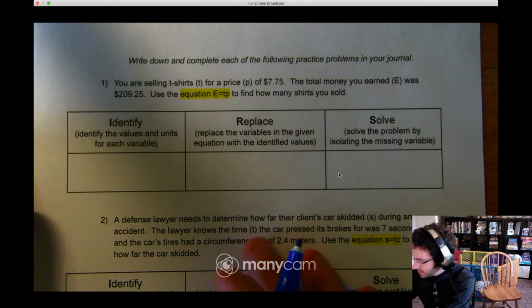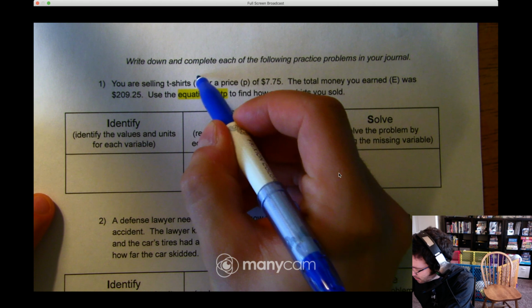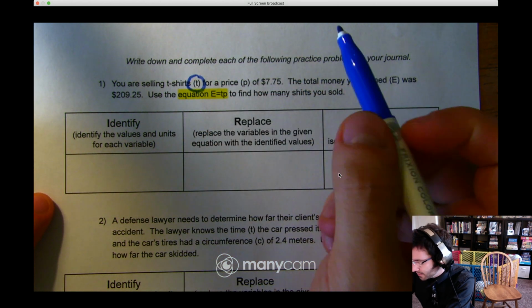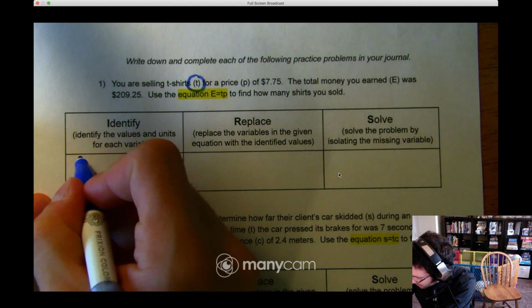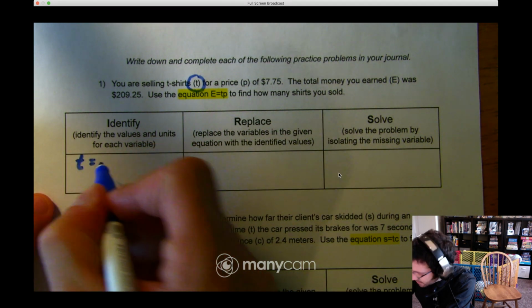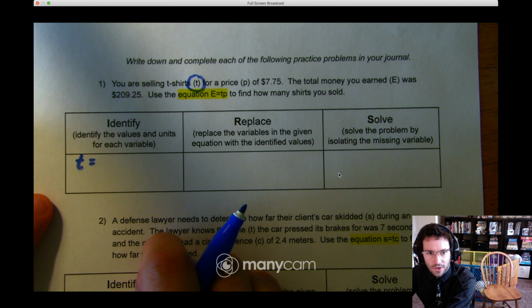So first, we've given you a little bit of a leg up. We have given you all of your variables. So let's read through the prompt for number 1 as our example. You are selling t-shirts, letter T. So as soon as I see variables, I'm going to put them in the identify part of my chart, because then I know that I'm looking for those.